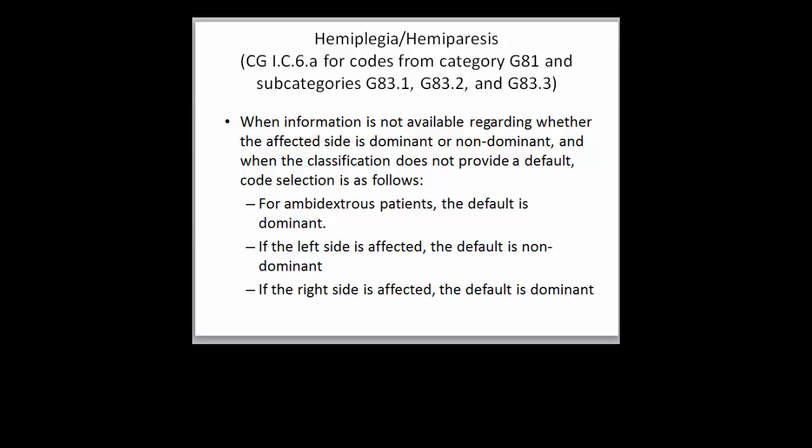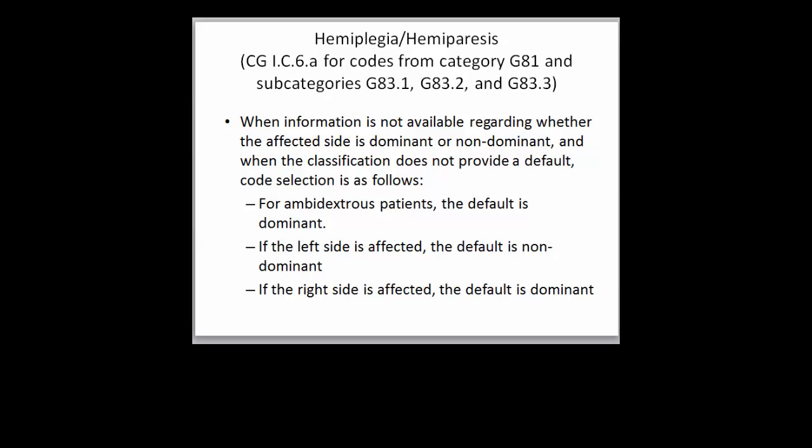There are certain coding guidelines that are specific to only certain codes, and coding guideline 1C6A is for codes from category G81 and subcategories G83.1, .2 and .3. And this guideline tells us when information, in other words the medical record documentation, is not available regarding whether the affected side is dominant or non-dominant, and the classification, which is the code, does not provide a default, this is how you select your code.